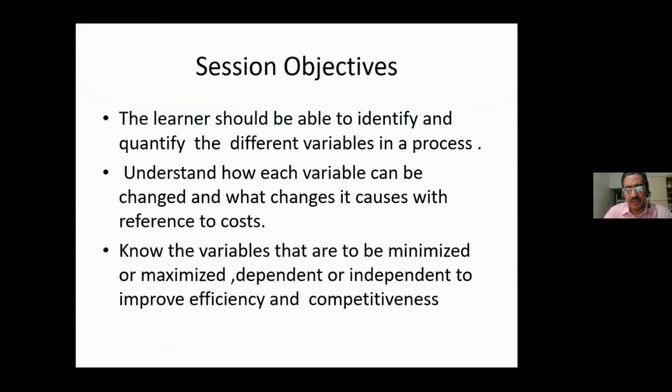Now, this session has its objectives: the learner should be able to identify and quantify the different variables in a process. Each process will have its own variables. There are no fixed variables. Each process or each product will have its own variables, and the learner should be able to identify and quantify the different variables in a process. Then only he can control it or change it.